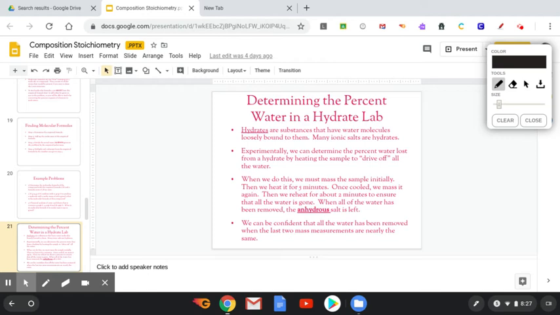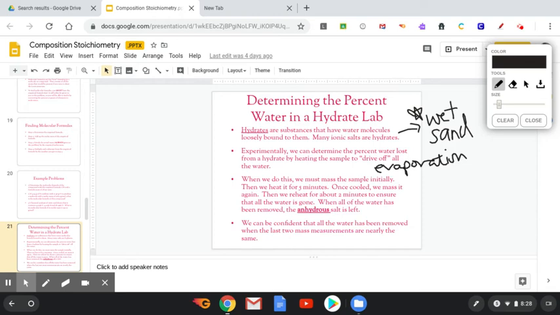Okay? So experimentally, we can determine the percent water lost from a hydrate by heating the sample to drive off all the water. That's the point of the hydrate lab. You start with a hydrate, and they look like wet sand. Okay, they're very moist, I guess, so to speak, because there's water. They're not a dry powder. It's more like moist crystals, like sand. Okay, and so after you heat it for a long period of time, then the water evaporates, and then you're left with what we call an anhydrous salt.